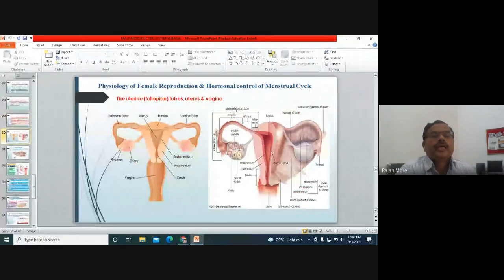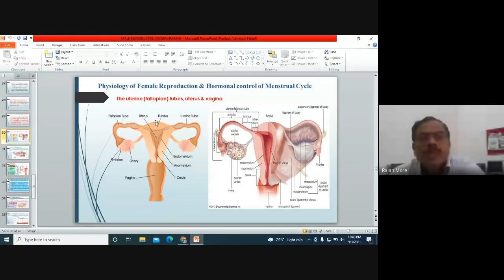Point number 2 is related to your syllabus: the physiology of female reproduction and hormonal control of the menstrual cycle. When we go to female reproduction, we have to study the female reproductive system. Okay, anatomy. The female reproductive system consists of three structures: two fallopian tubes, here is the uterus and here is the vagina.